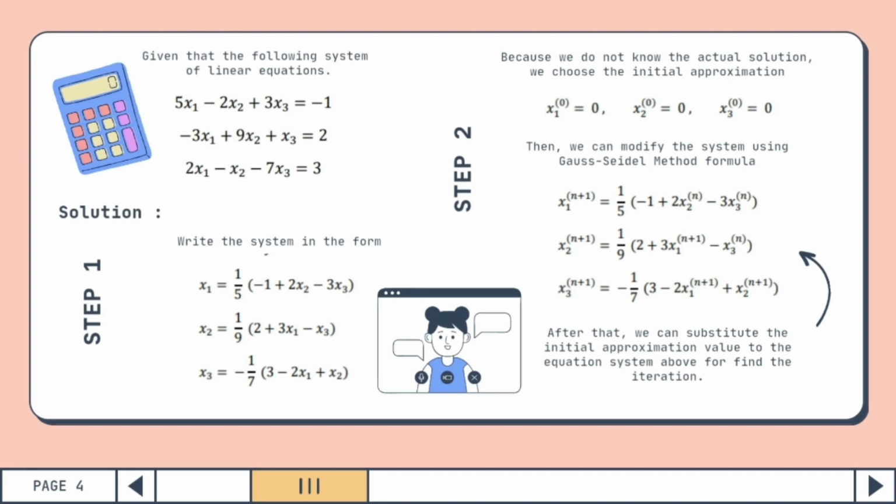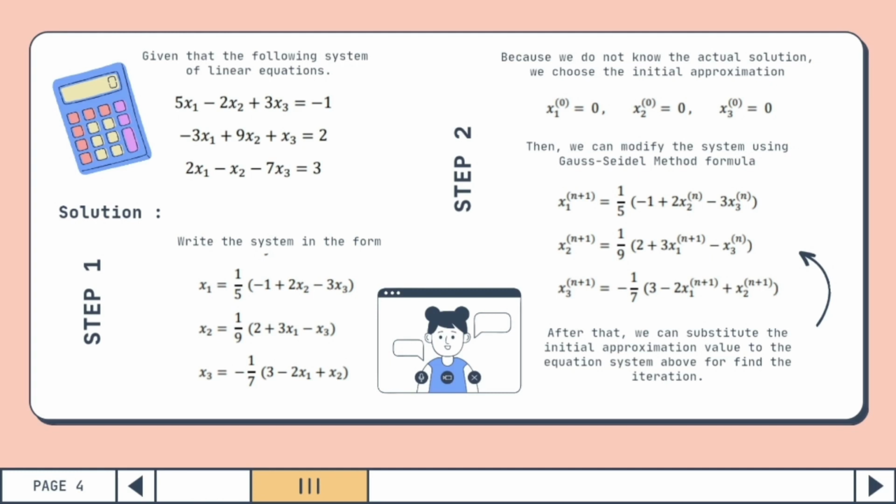This Gauss-Seidel formula is related to each other: when you get the value of x1, you substitute the new value of x1 into equation 2. After you get the new value of x2, you substitute it into equation 3. So you find x1 first, substitute it to get x2, and then substitute x2 into x3. That is the Gauss-Seidel method formula.